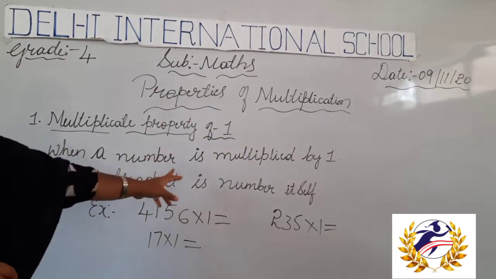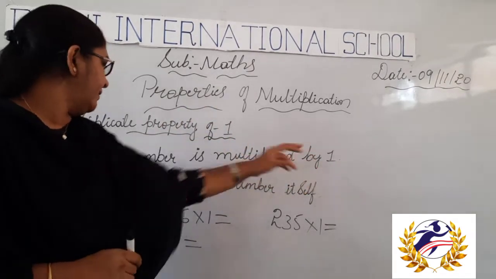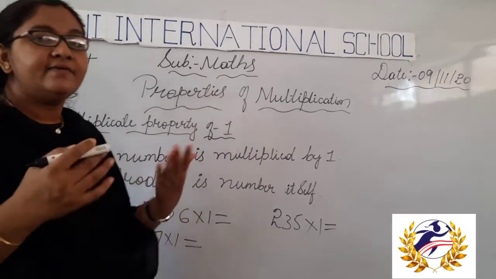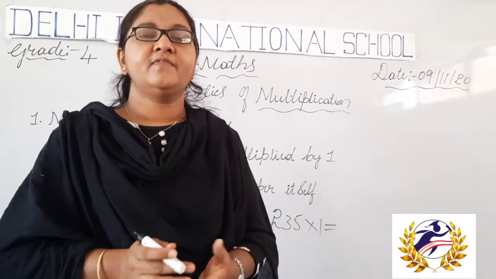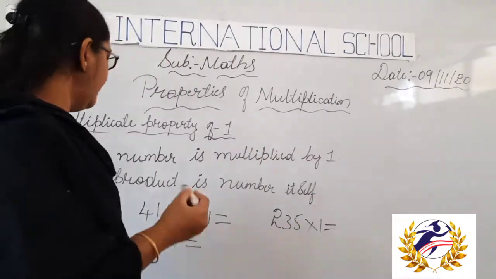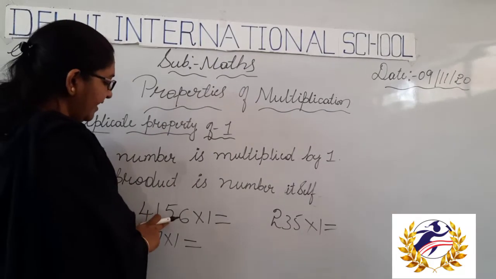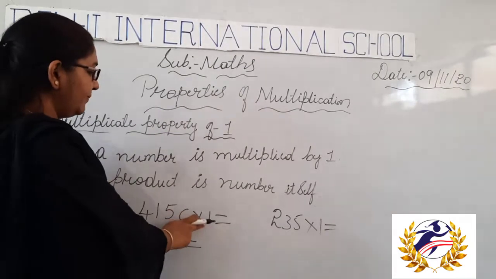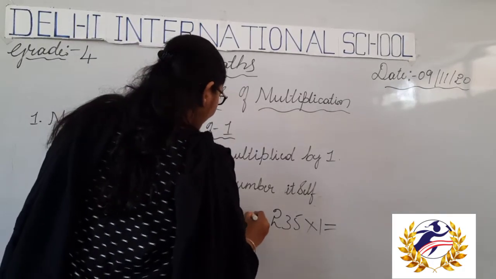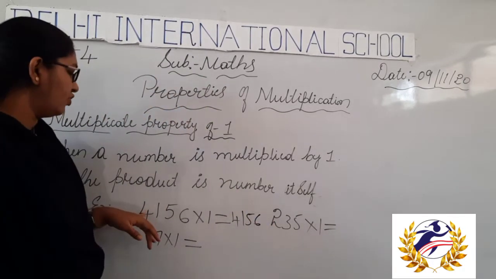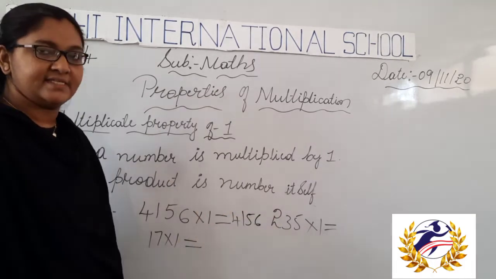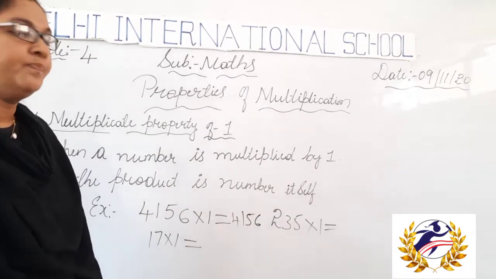When a number is multiplied by 1, the product is the number itself. That is, if we multiply any number with 1, the product remains the number itself. For example, 4156 multiplied by 1 gives 4156. 4156 ones are 4156. This is the multiplicative property of 1.